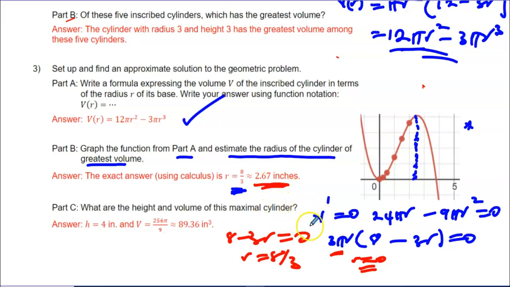Now using that, we can then get the height and the volume of this maximal cylinder, which I will leave as an exercise for you. And these are the answers.